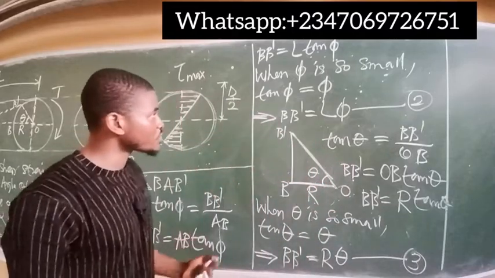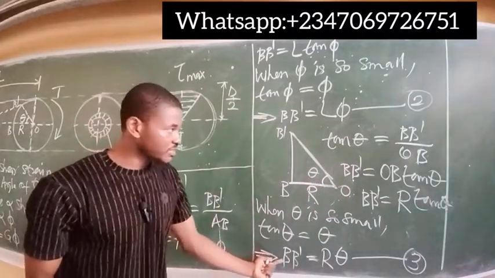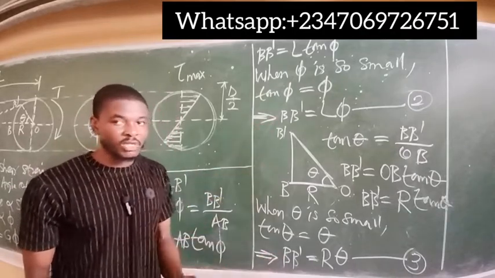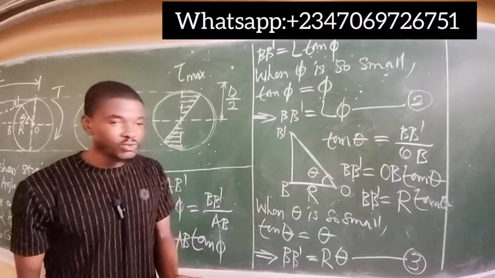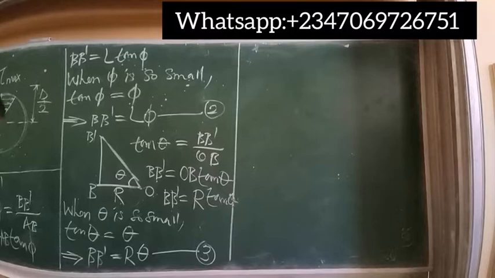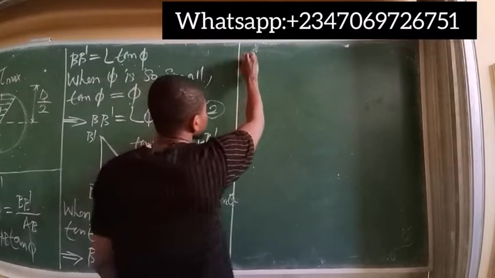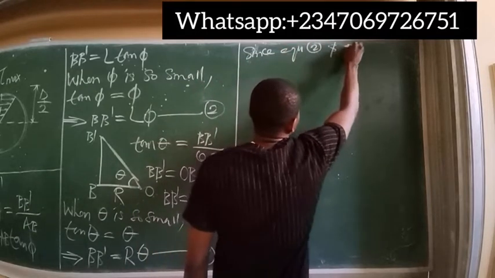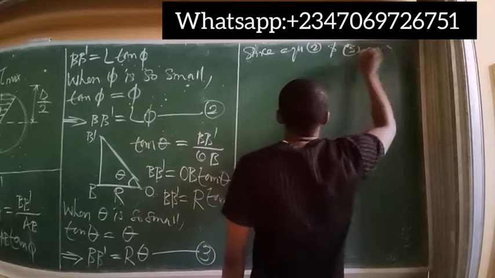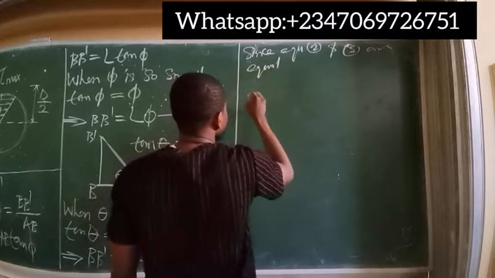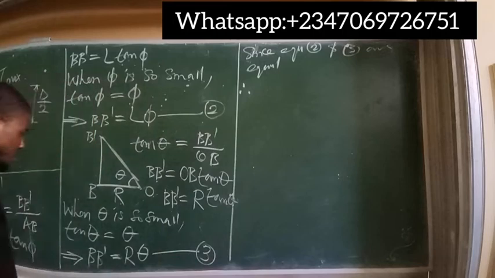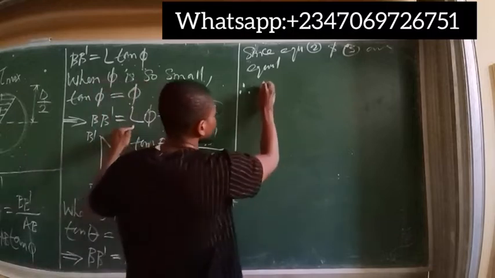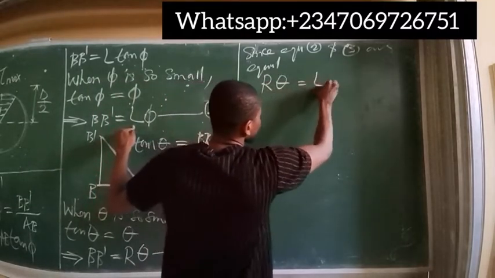So you notice now that equation 2 and equation 3 are actually the same thing, because they are the same equation for BB prime. So the two equations can be equated together. Let's do that now and see. Since equations 2 and 3 are equal, therefore you simply have R theta equals L psi. R theta equals L psi.